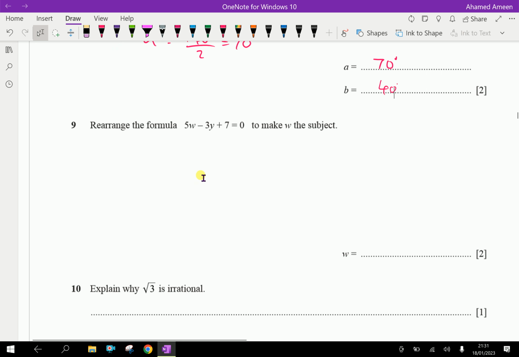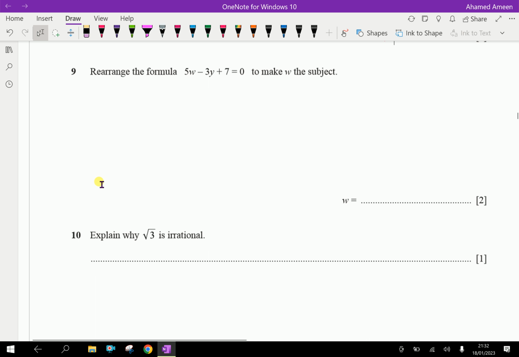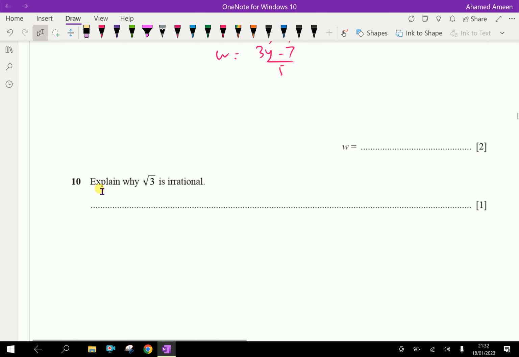Rearrange 5W equals 3Y plus 7 to make W the subject. Here 5W equal 3Y plus 7, then the 7 moves over as minus 7, then divide by 5, that is 3Y minus 7 over 5. So I can write this as W equals (3Y minus 7) over 5.